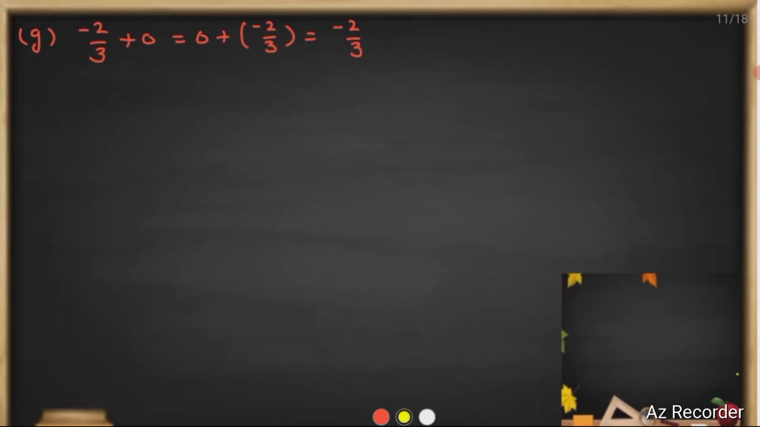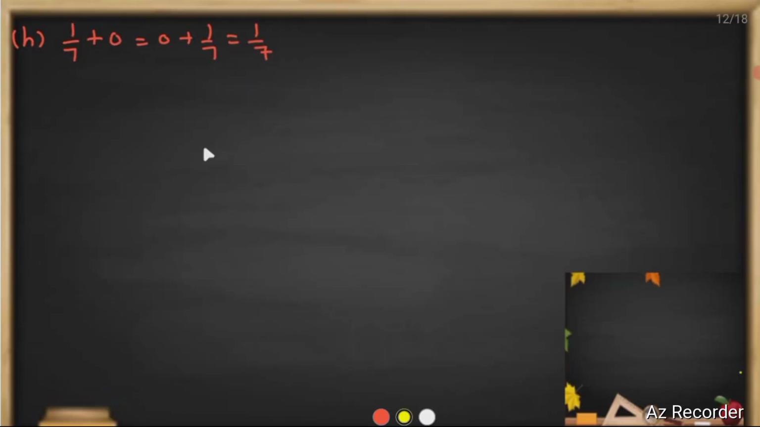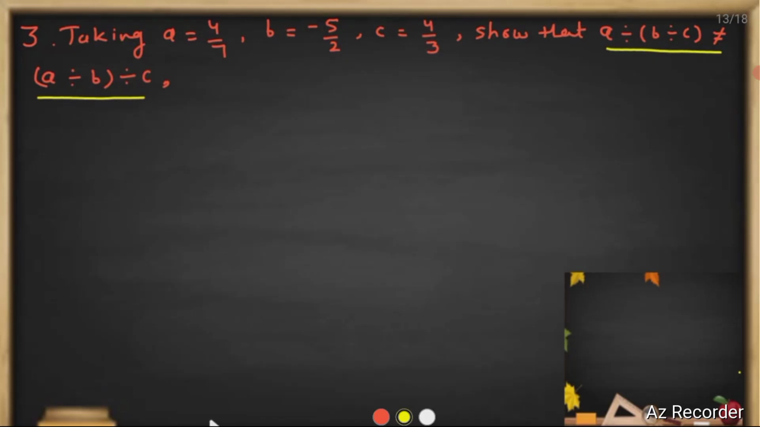Now comes the next question. This is a very easy question, and this is known as additive identity, or property of 0. You can also solve this question yourself. This is a very easy question. Now take question number 3.